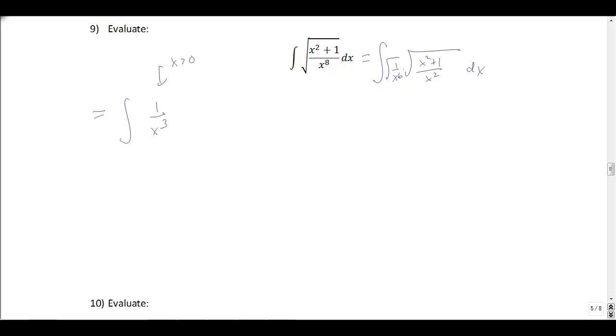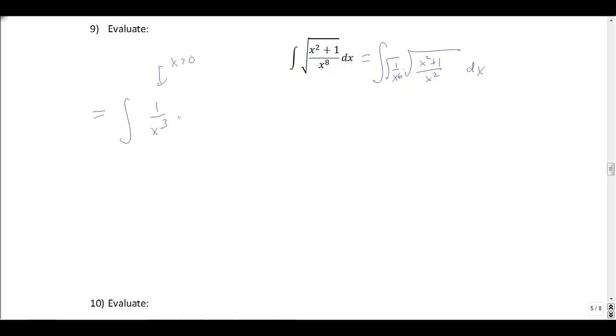If x was 0, I couldn't divide by this. If x was negative, I'd get a negative 1 over x cubed. It really should be absolute value, I suppose. But I'm going to assume x is positive. You would know that from context if you're doing some kind of application problem. Maybe x is negative in your case.